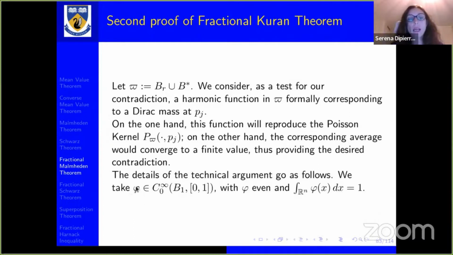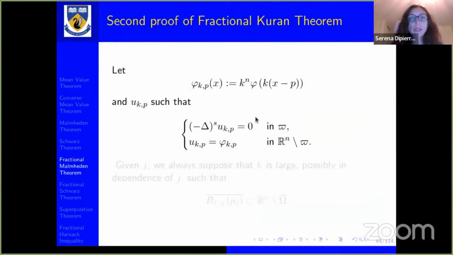So we take a nice function, infinity compact, supported in B1, which takes values in [0,1], even, and such that its integral is equal to 1. And then I'll take a rescaling of this function. So k will be a natural number. Phi kp of x is going to be k to the power n, phi of k multiplied by x minus p. Essentially, this mollifier here will converge to the Dirac delta centered at the point P as k goes to plus infinity.